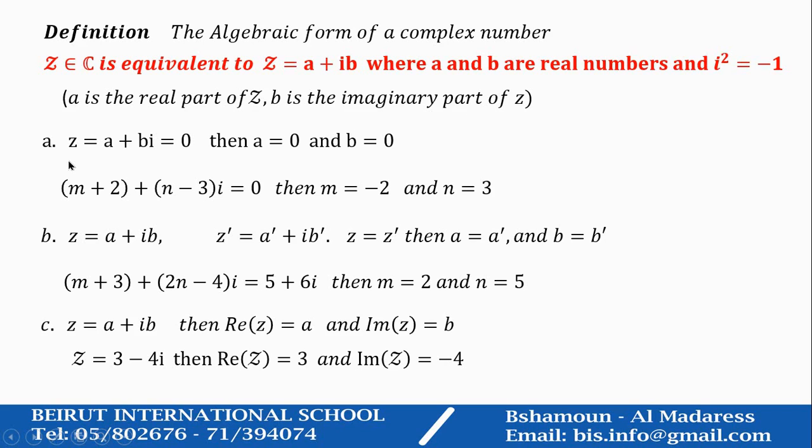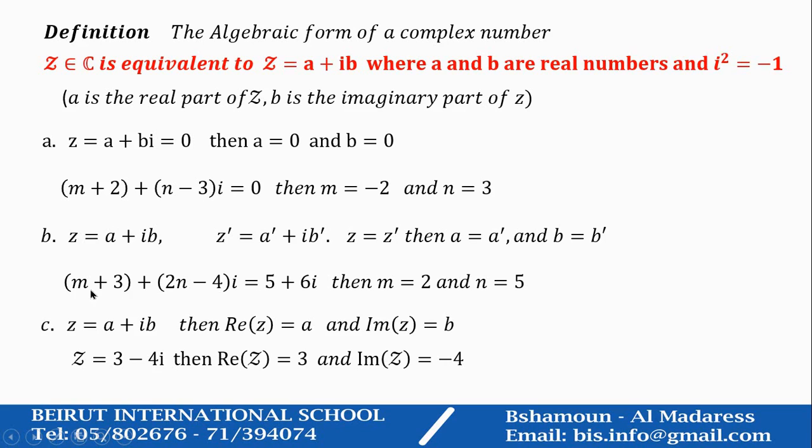If a complex number equals 0, for example Z, which is a plus bi, is 0, then the real part and the imaginary part both should be 0. Two complex numbers, for example Z and Z prime, are equal if and only if the real parts are equal, a equals a prime, and the imaginary parts are also equal.